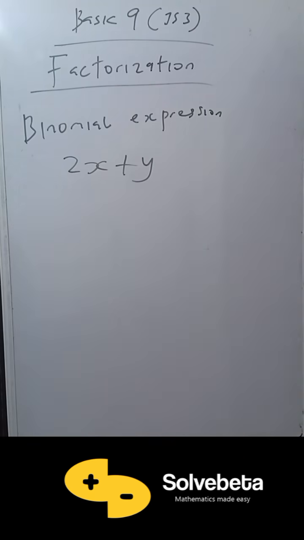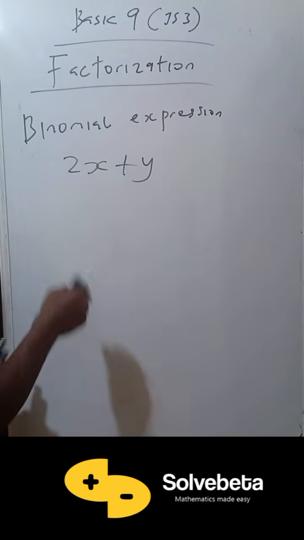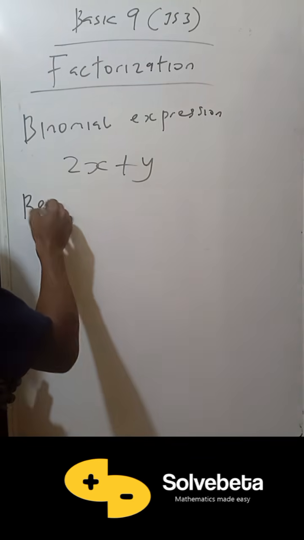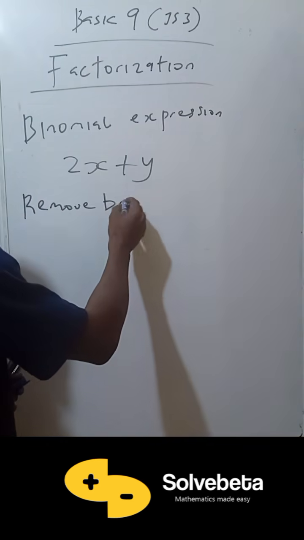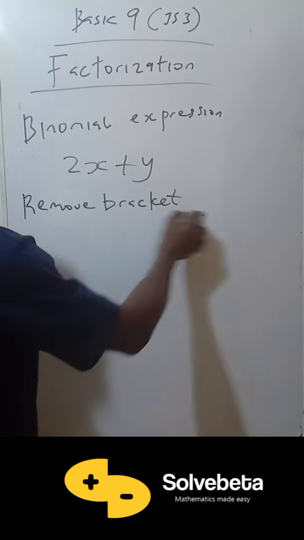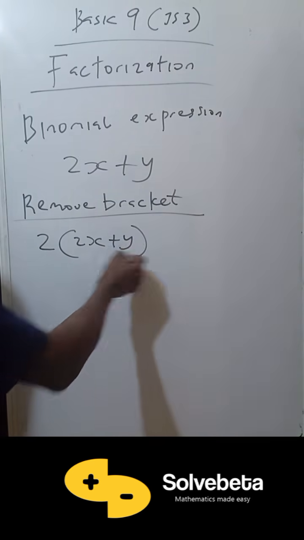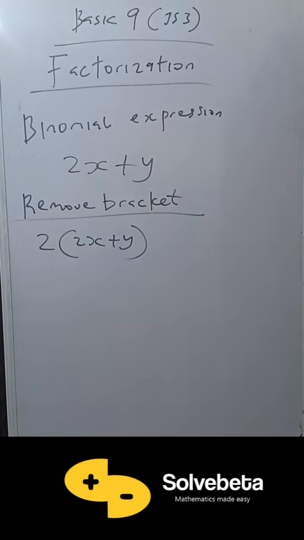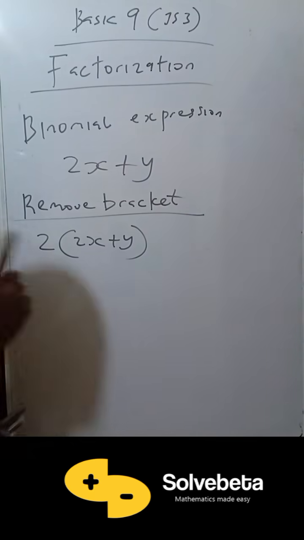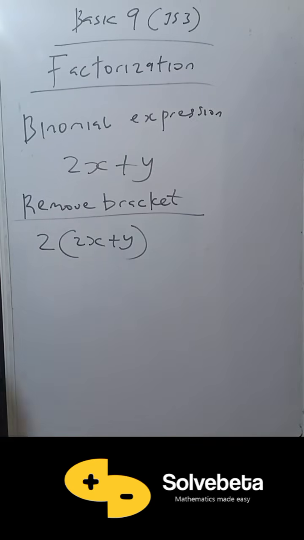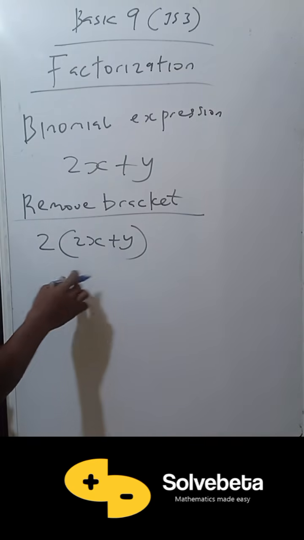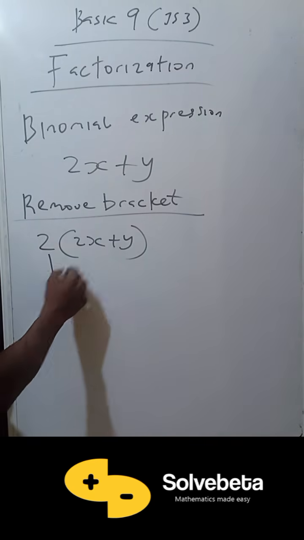So we are going to be looking at removal of brackets. What does it mean to remove brackets? Take this example. You have 2 into bracket 2x plus y. How do you simplify this? It's very simple. To simplify this, you have to remove the bracket. What is outside will multiply what's in the bracket.